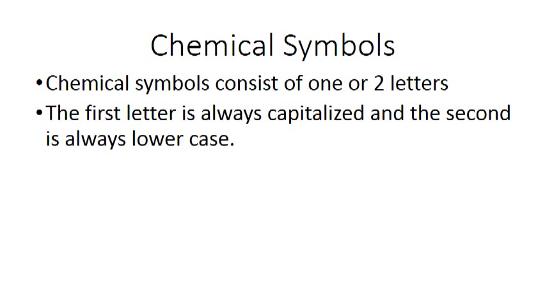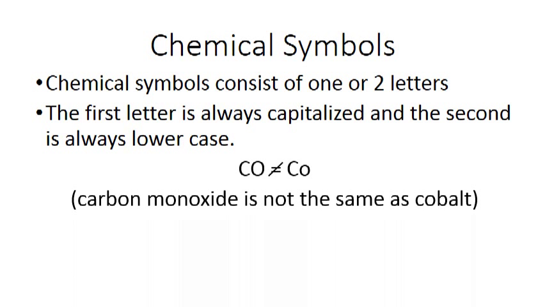So now let's take a look at chemical symbols. Chemical symbols always consist of either 1 or 2 letters. Now the first letter is always capitalized and the second is always lowercase. And this is to prevent confusion. So for example, CO does not equal Co. The first CO there, you've got capital C, capital O. That's carbon and oxygen, and that's carbon monoxide. And it does not equal capital C, lowercase o, because that's an element, that's cobalt. So carbon monoxide is not the same as cobalt.